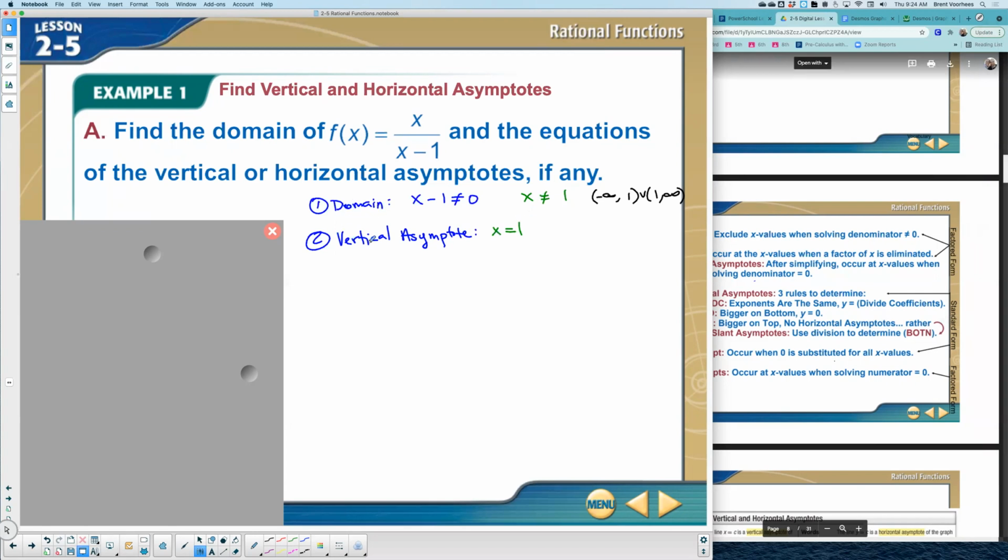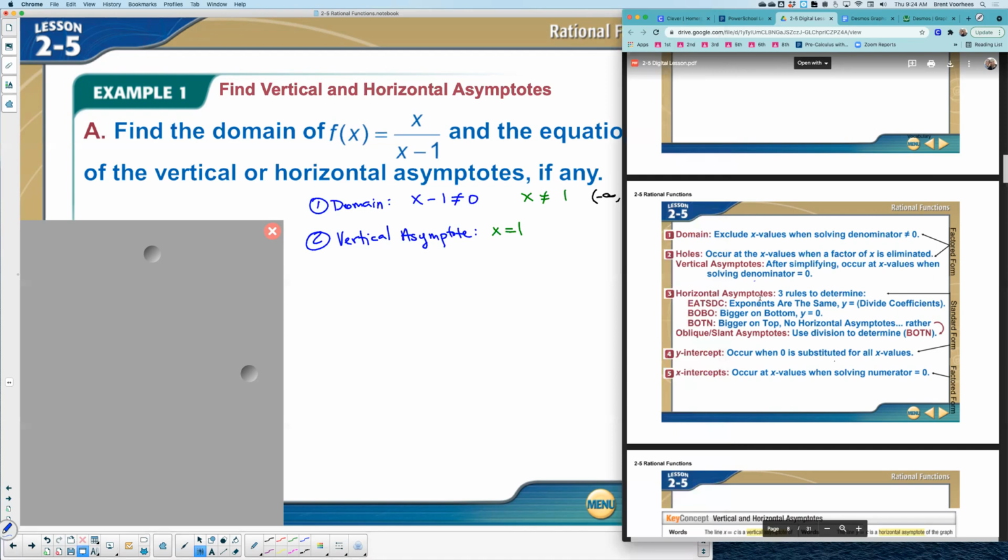So I'm doing them in blue because I'm doing it from the same math work. You'll be able to do this from the same math work each time. So that's the second thing we're going to do. The third thing we're going to do is find the horizontal asymptote.